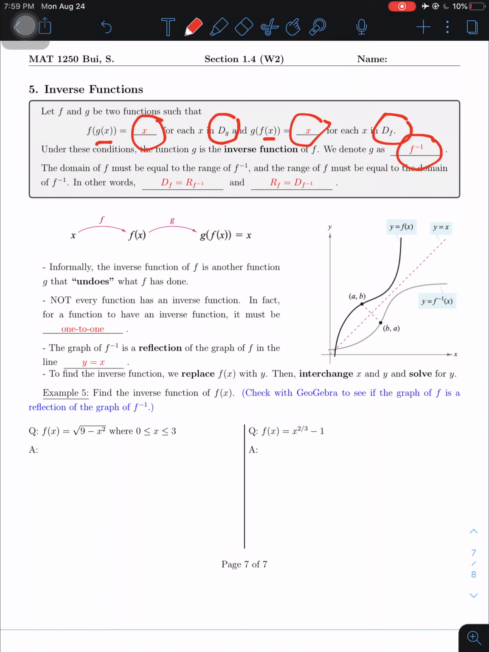Okay, the domain of f must be equal to the range of f inverse, and the range of f must be equal to the domain of f inverse. In other words, the domain of f equals the range of f inverse, and vice versa.